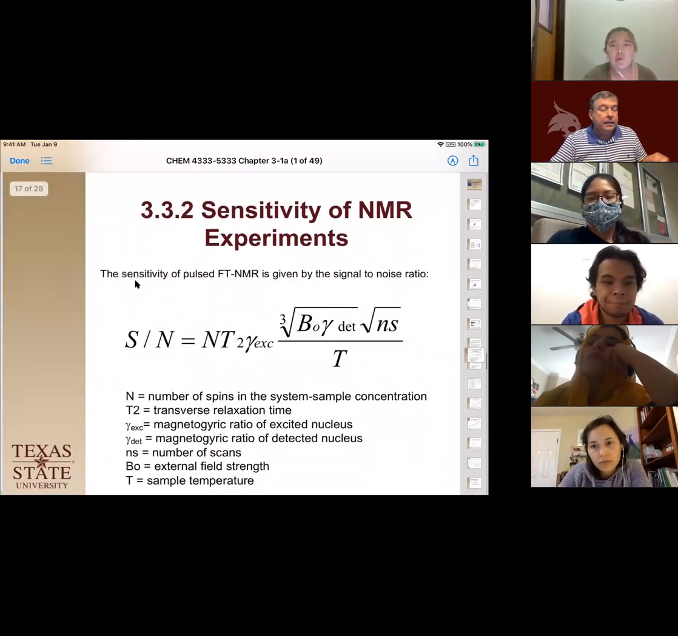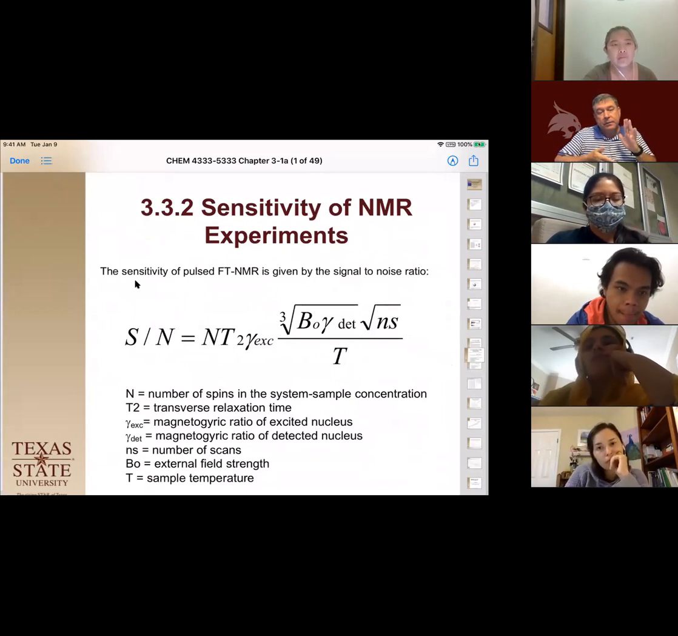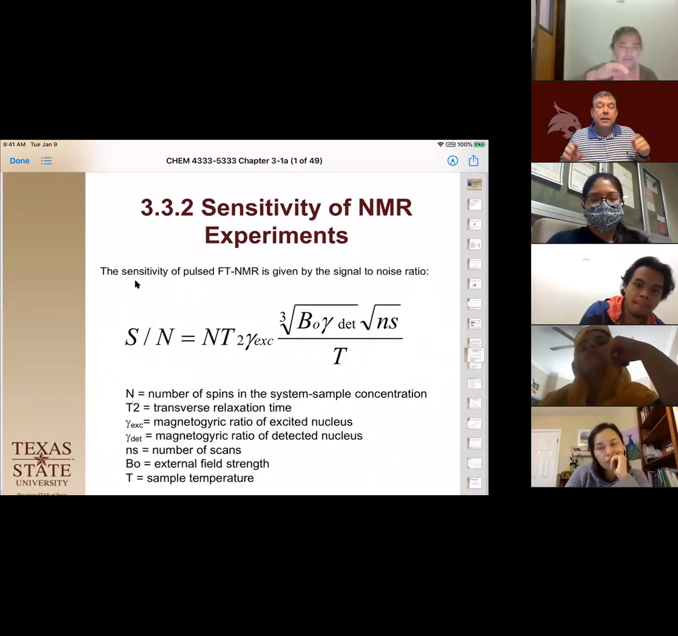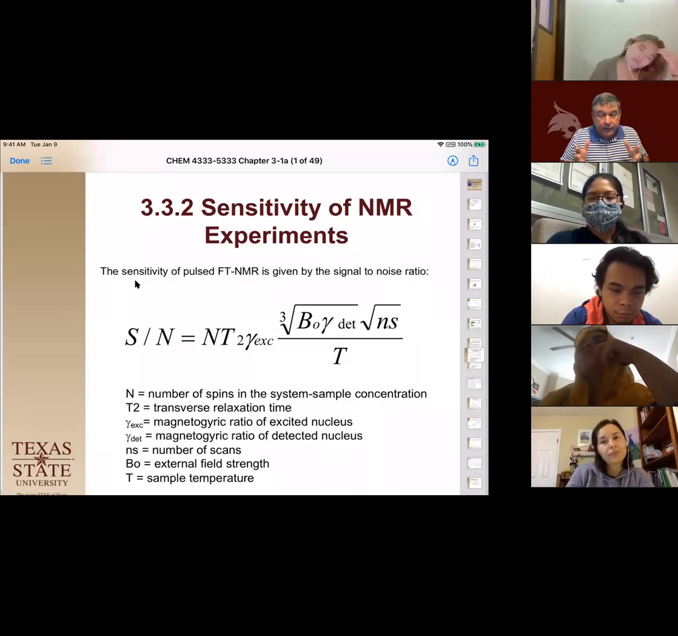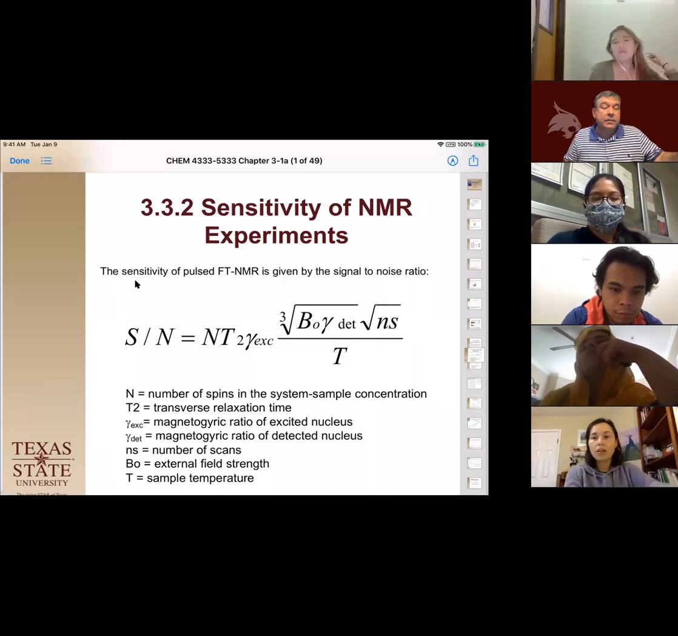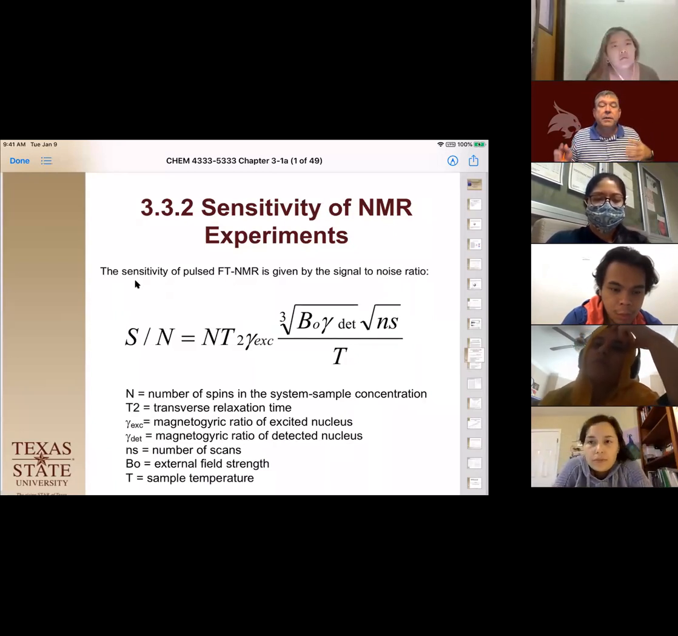So let's talk about sensitivity. To get a good NMR spectrum, you need to have a good signal to noise ratio. That's what S/N stands for. In our NMR, we look at it from the point of view of our field strength as well as our number of scans. The first thing that accounts for this is the number of spins in the system, which means the number of protons, in this case hydrogen atoms. That means it's directly related to sample concentration.